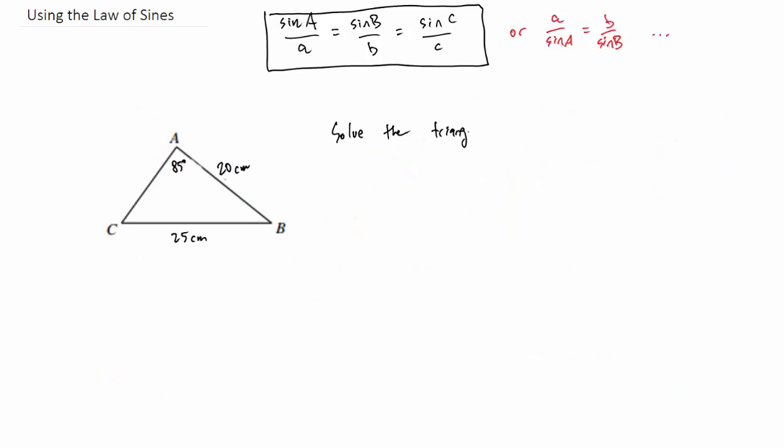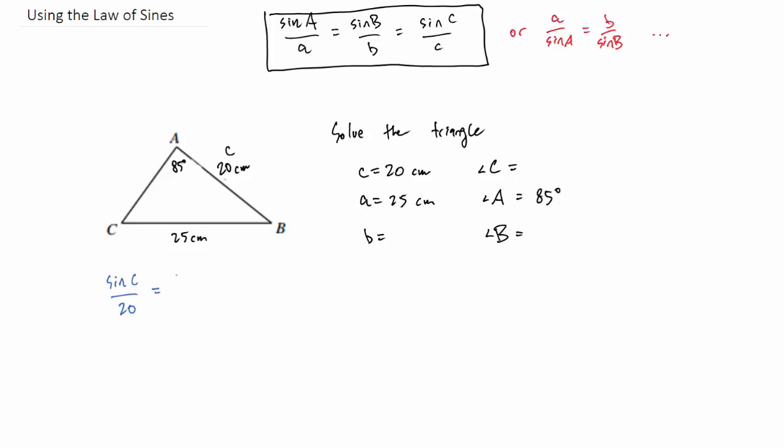So here's another triangle we could solve. This time we have two sides and one angle. So we'll label what we know. We know side c is 20, we know side a is 25, and we know angle A is 85. So I'm going to set up a little grid. We're going to find the missing pieces.